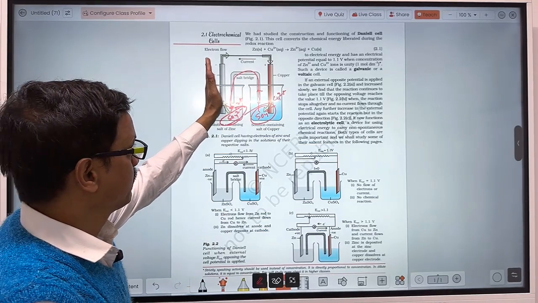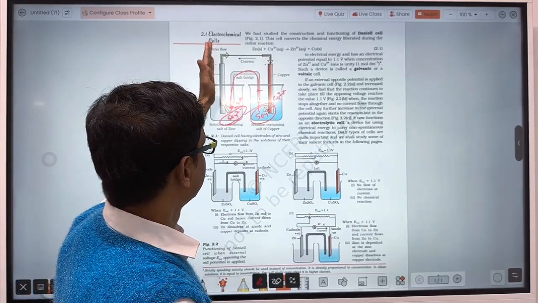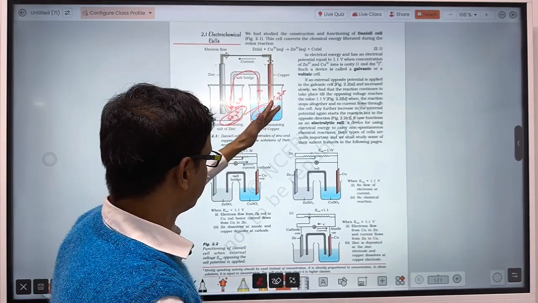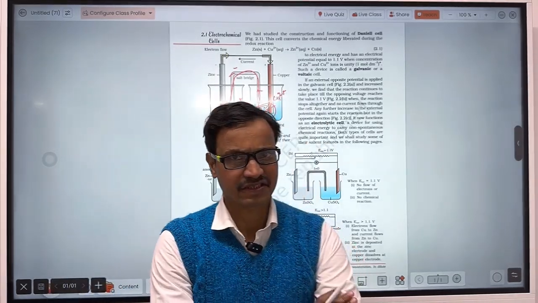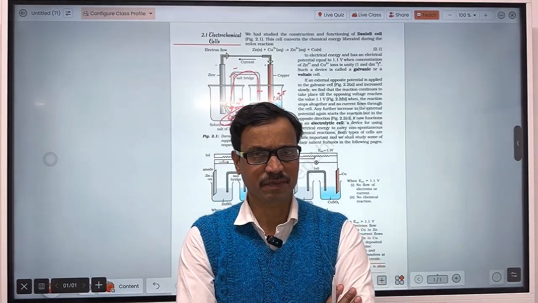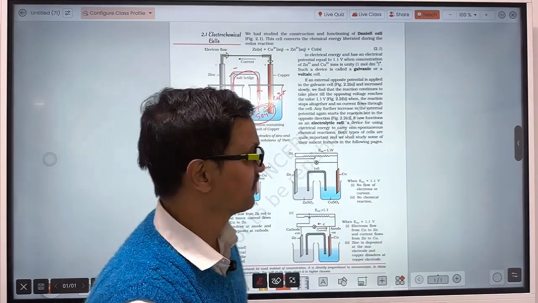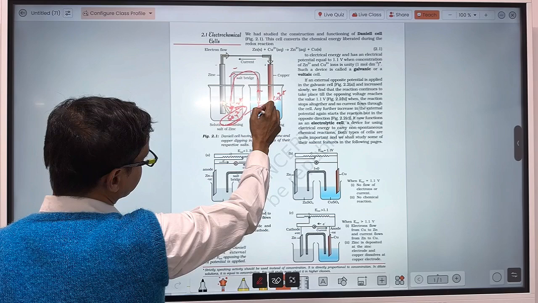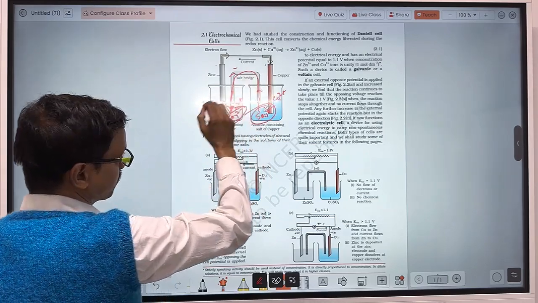So there will be movement of negative charge from this rod to that rod and from this solution to that solution. As a result, this circuit will get completed. Negative charge moves from this rod to that rod, and from this vessel to that vessel through the salt bridge.